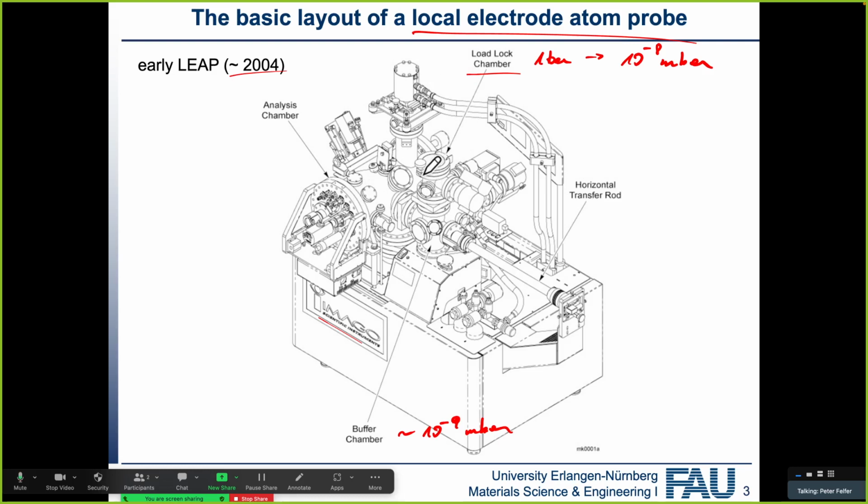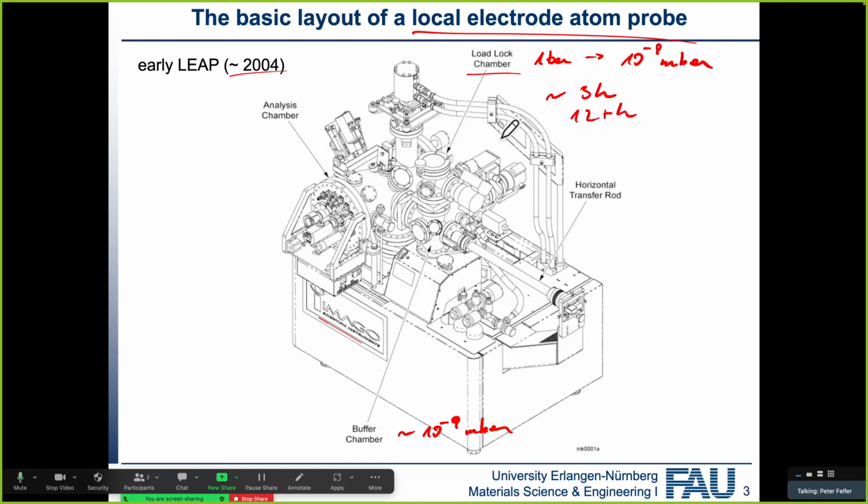So you want to utilize your instrument continuously. In order to have a continuous movement of specimens, you have a buffer chamber so they can move some out and some in without always having to go to air. Because going from 1 bar to 10 to the minus 8 will take at least about 3 hours, but realistically 12 plus hours until we're at the bottom pressure.